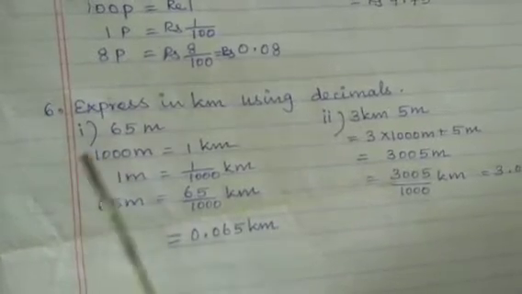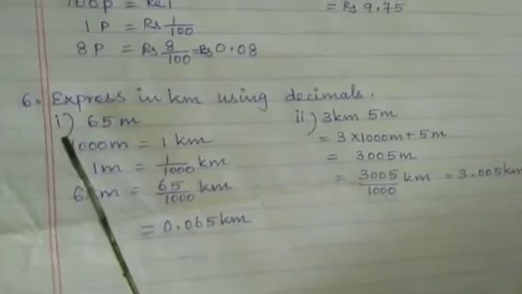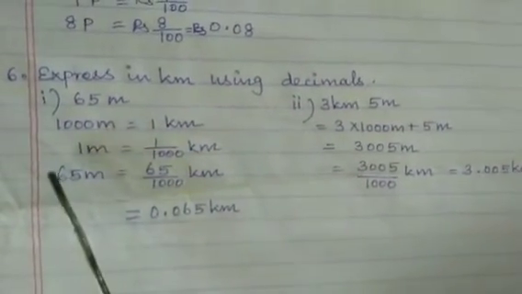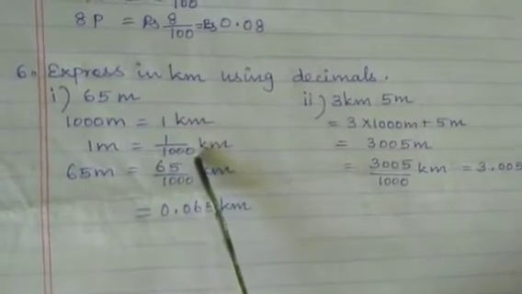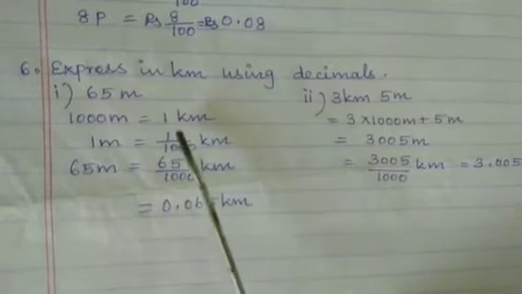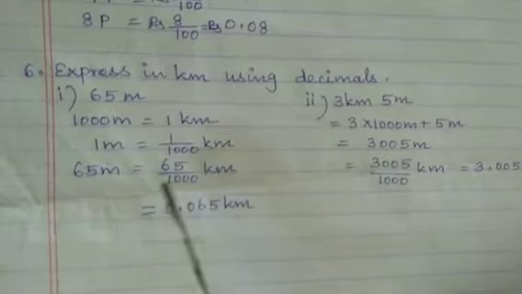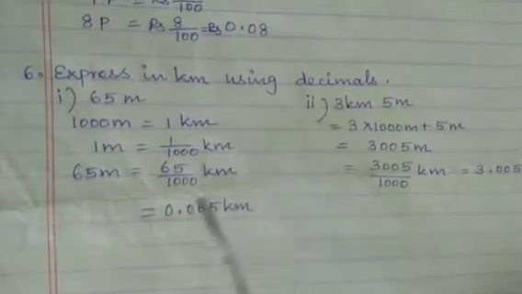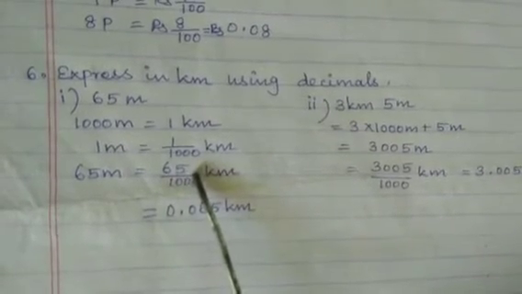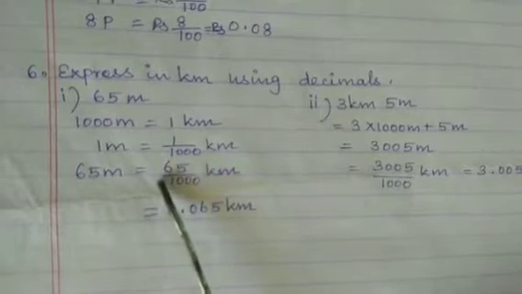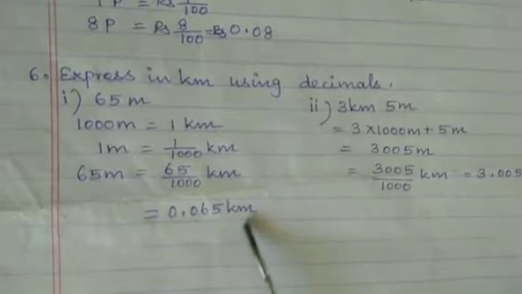Question number 6. Express in kilometer using decimals. Question number 1: 65 meter. Again you write the formula: 1000 meter equal to 1 kilometer. So 1 meter equal to 1 by 1000 kilometer. That means you have to divide the given meters to bring it into kilometer. So 65 meter equal to 65 by 1000 kilometer. Here 3 zeros are there, so we need 3 places. Here only 2 places are there, so we will put 0 in front of 65. That is 0.065 kilometer. The units are very important.